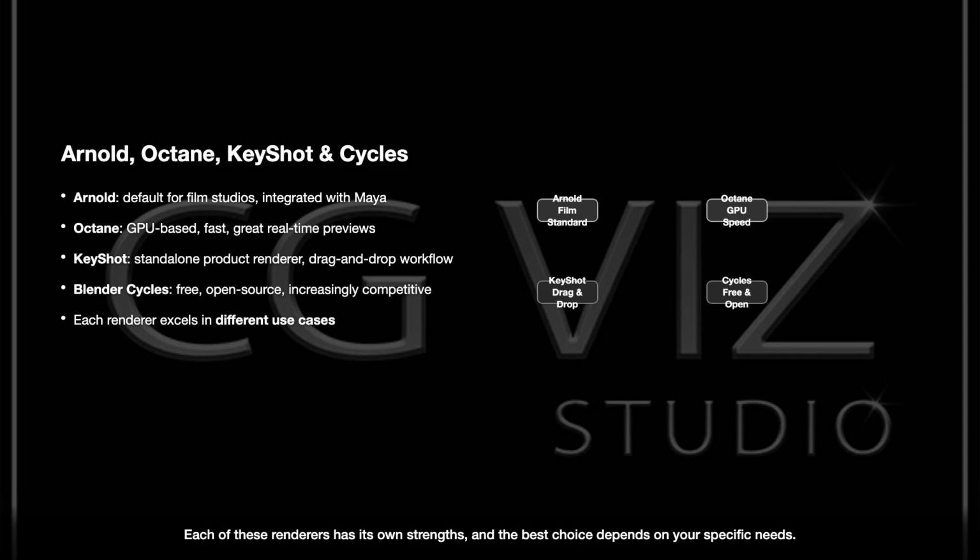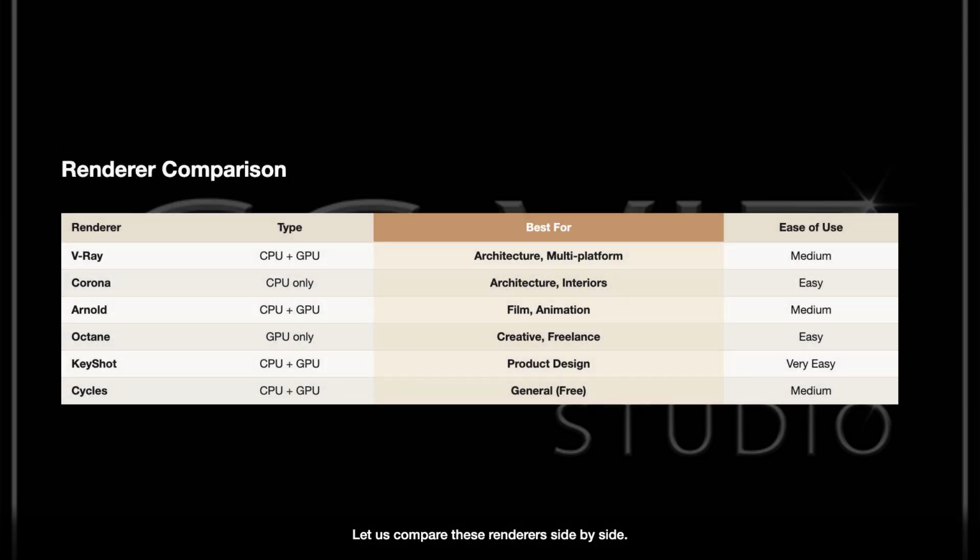Each of these renderers has its own strengths, and the best choice depends on your specific needs. Let us compare these renderers side by side. VIZ is the most versatile, supporting the widest range of 3D applications. Corona offers the best ease of use and is purely CPU-based. Arnold excels in film production with its deep integration into Autodesk products. Octane and Cycles are excellent GPU options, while Keyshot is perfect for quick product renders.